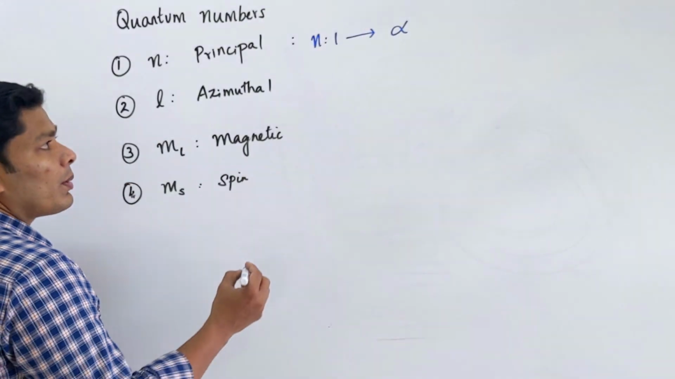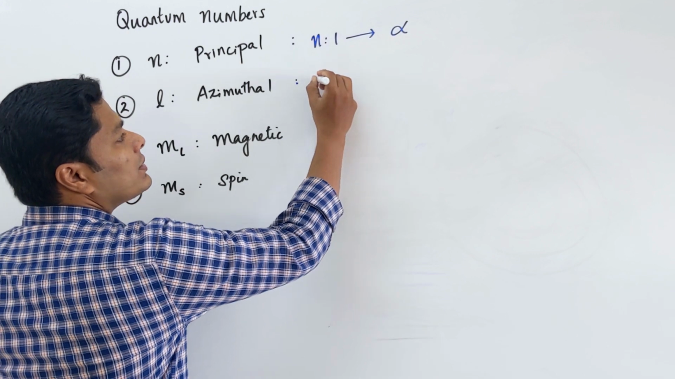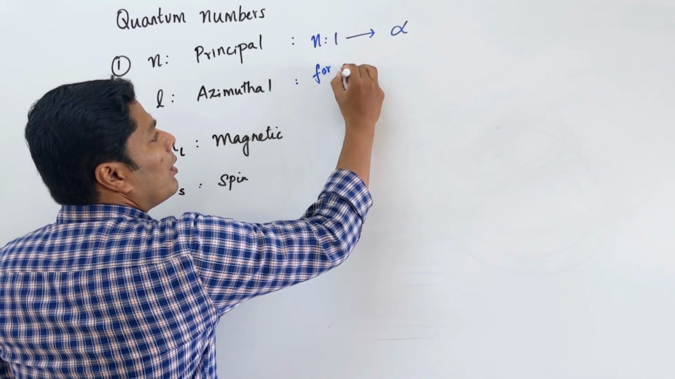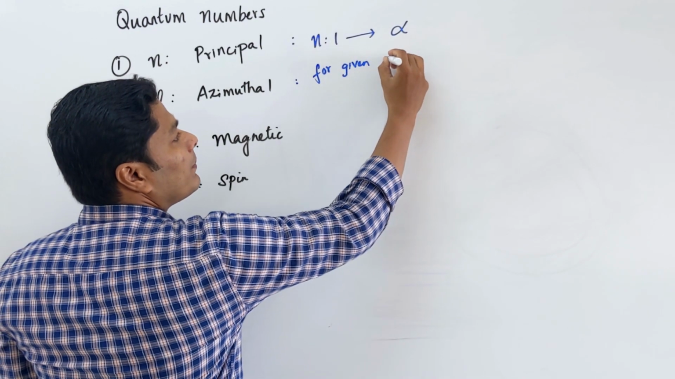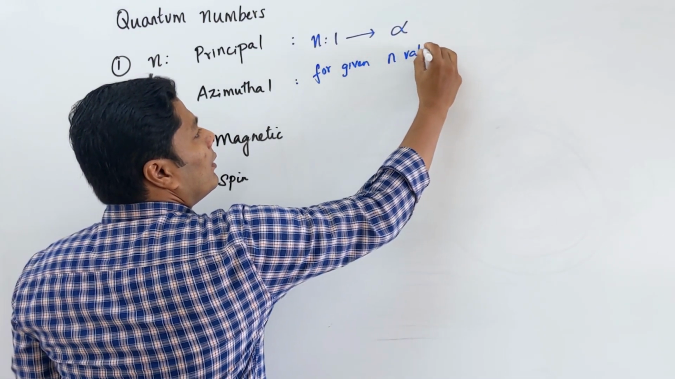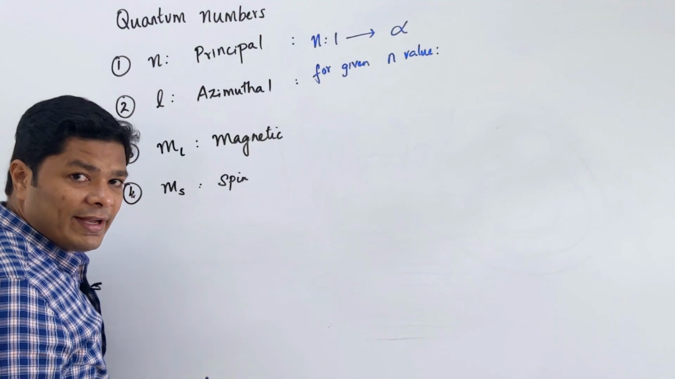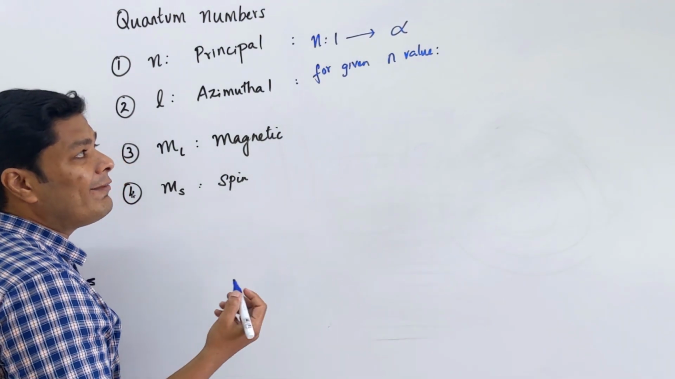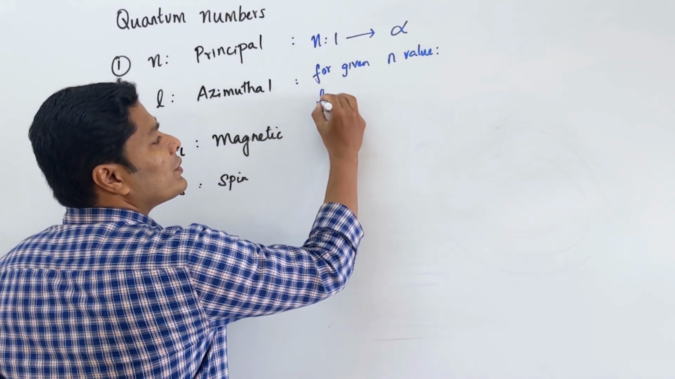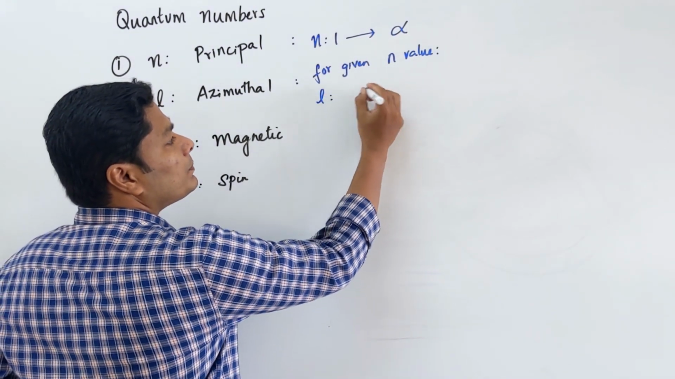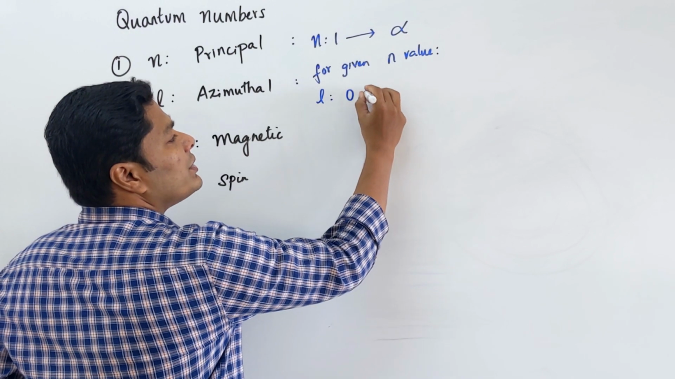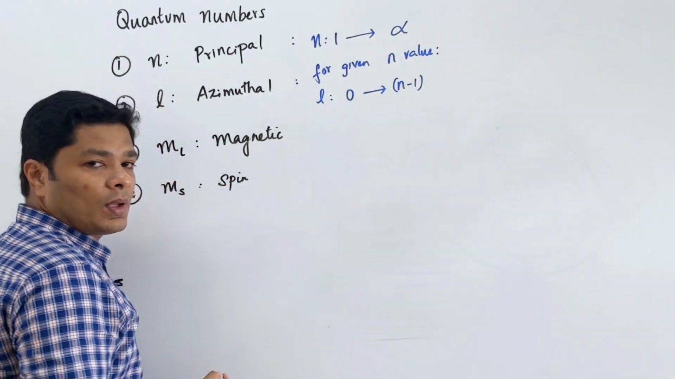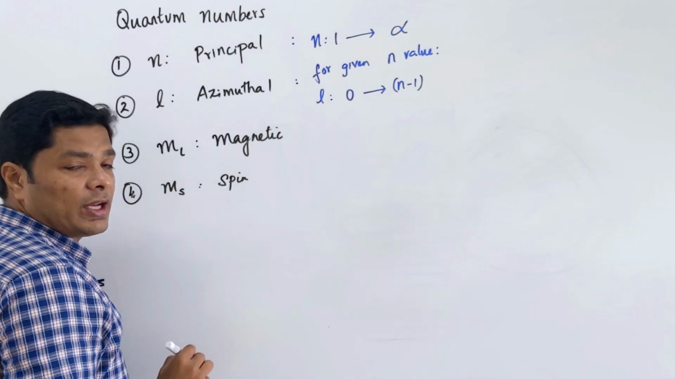Okay, azimuthal quantum number. What this is, you basically have, for a given n value, so I have to tell you the n value. So I have to tell you which street. So on the street, how many houses can there be? How many L values are possible? So L values are starting from 0 to n minus 1. Starting from 0, they go up to n minus 1.